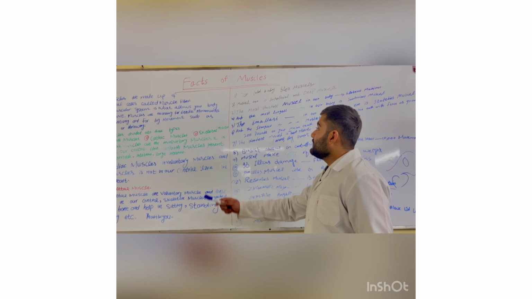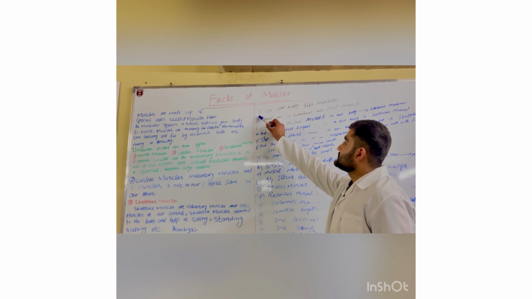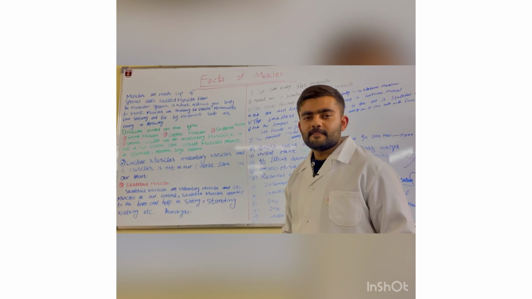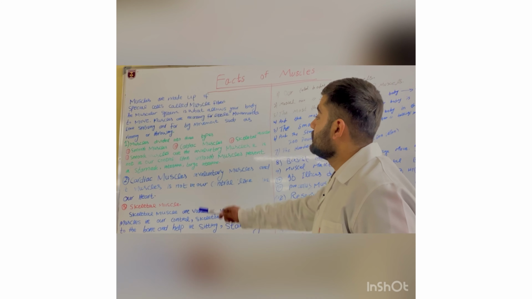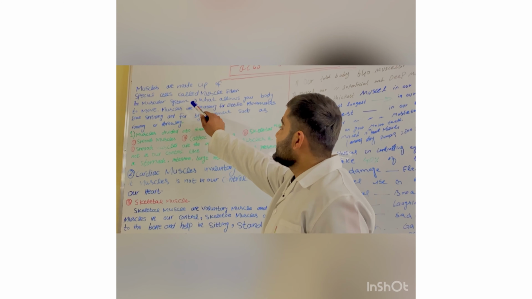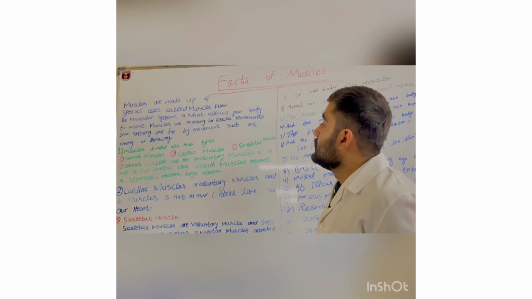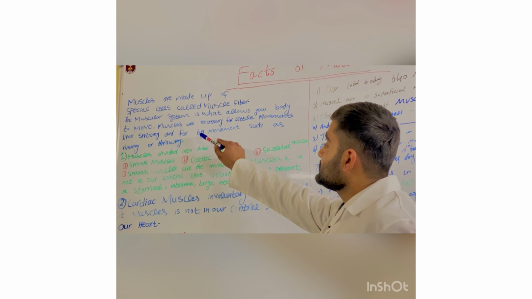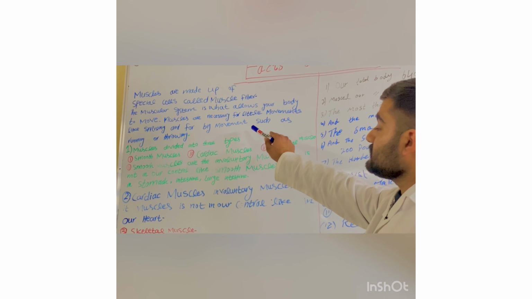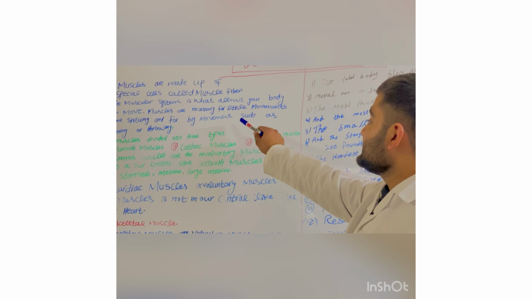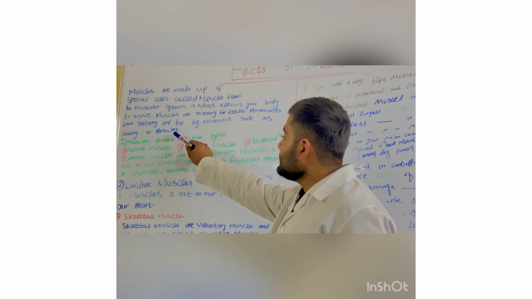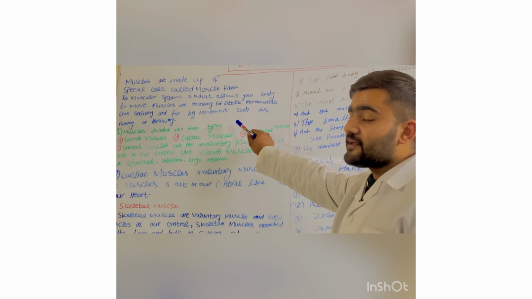Today the topic of my presentation is facts about muscles. So guys, first of all we have to know what muscles are. Muscles are made up of special cells called muscle fibers. Then we have the muscular system, which allows our body to move. Muscles are necessary for little movements like smiling and for big movements such as running or throwing.